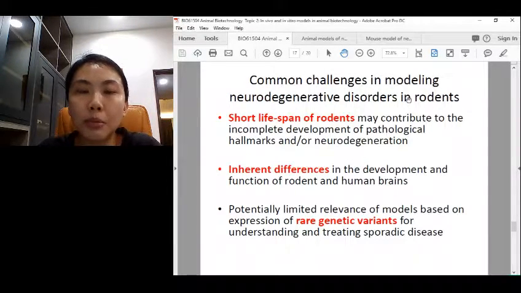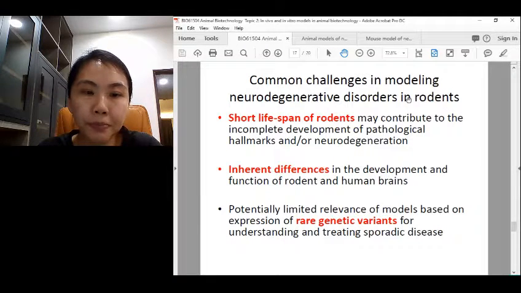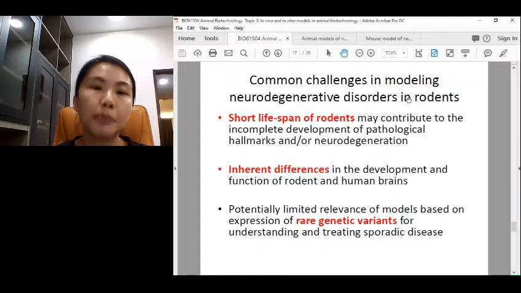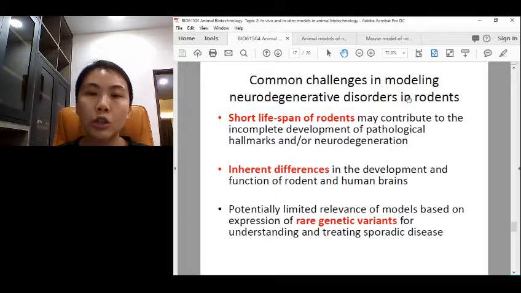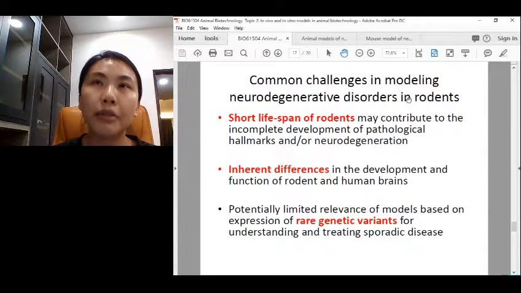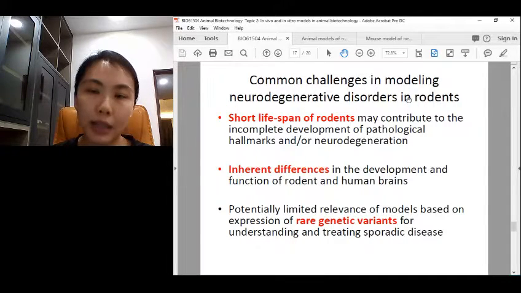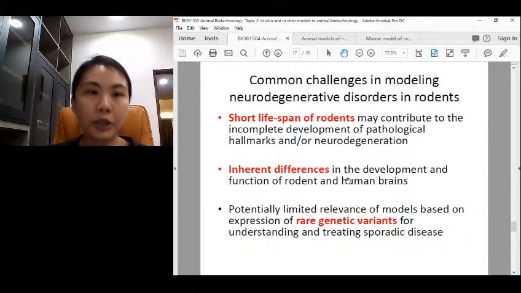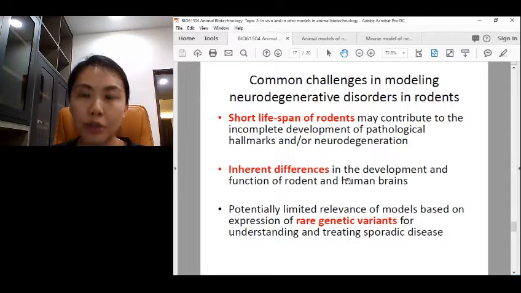So what are the common challenges in modeling neurodegenerative disorders in rodents? Mice or rats have a short lifespan, which may contribute to incomplete development of the pathological hallmarks or neurodegeneration. As you can see, humans have an average lifespan of 60 to 70 years, while rodents on average live 2 to 3 years. So the difference in lifespan may also contribute to the hallmarks and the neurodegeneration. And of course, there are inherent differences in the development and function of the rodent and human brains. So we have differences in the anatomy and physiology of the brain in the rodent and human. They are, of course, very different. Which may also contribute to one of the challenges in modeling neurodegenerative disorders in mouse.